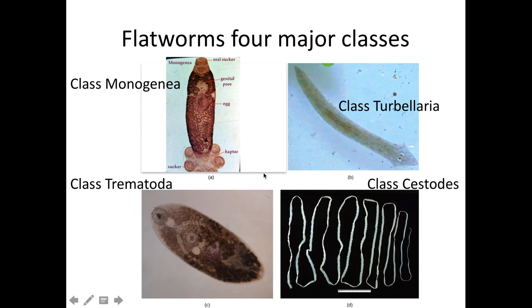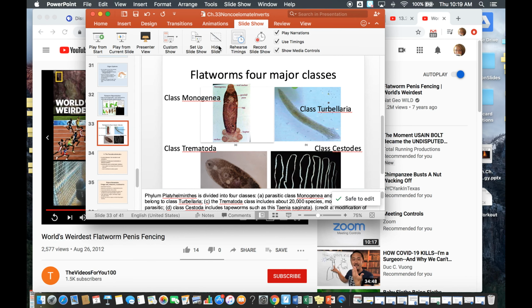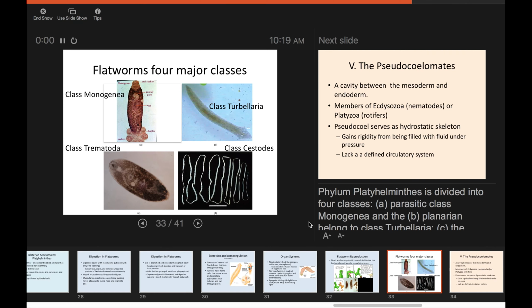Okay, so there are 4 classes of flatworms, and your book does go into depth with them. Presenter view. There we go. So, yeah, 4 classes of flatworms. Make sure you check it out. There's the tapeworms, the Turbellaria, the Monogenea, and the Trematodes.